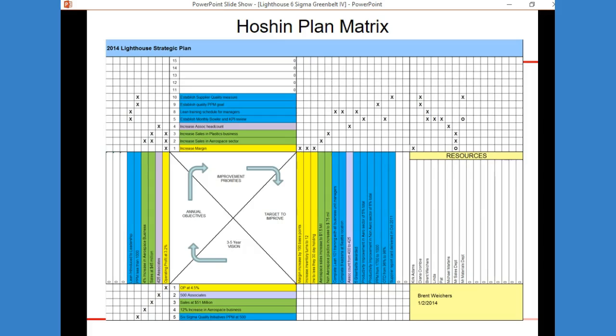So I can go, well, what am I doing today? I can look at this and see that it relates all the way back to here. So I know how everything I do is related to the master Hoshin Plan.